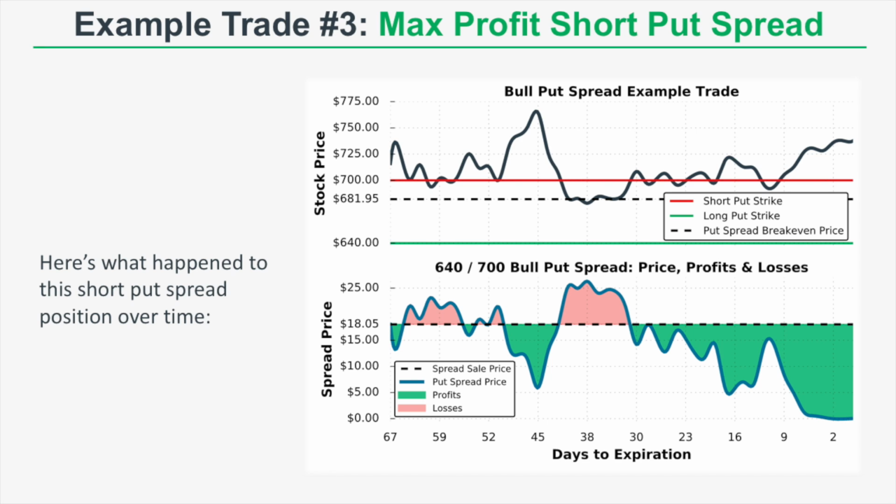So this is just a good example showing that if the stock price doesn't collapse through your put spread and is above your short put strike price at expiration, both of the options of the short put spread will expire worthless and you will keep the net credit, and that means you make the max profit of the spread.